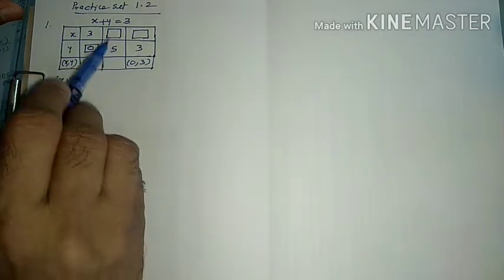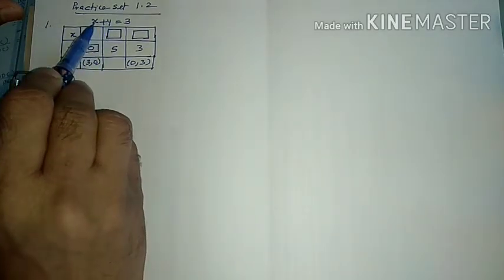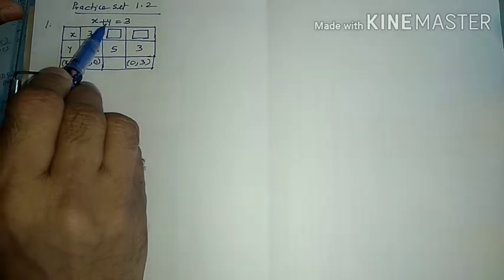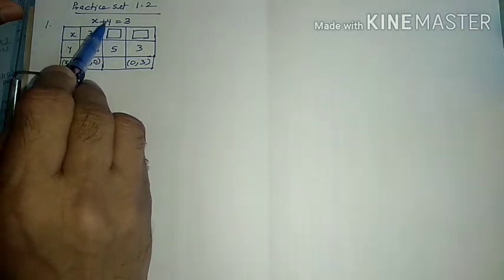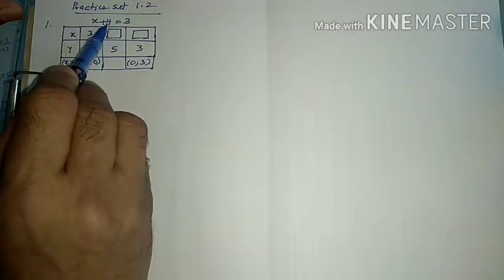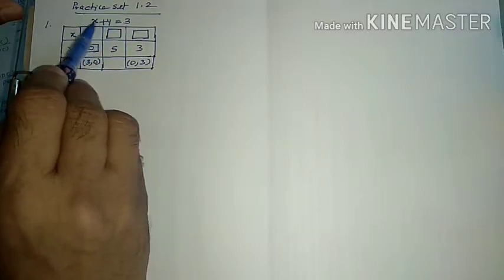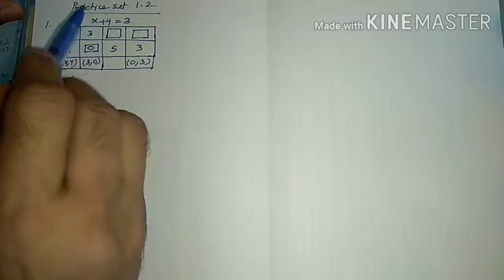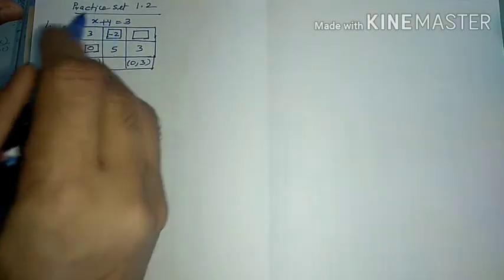Here y is 5. So x is equal to, see this is 5, y. Y is equal to 5. 5 plus something equal to 3. 5 minus 2, 5 minus 2 equal to 3. So it is minus 2. Minus 2, you can put here.